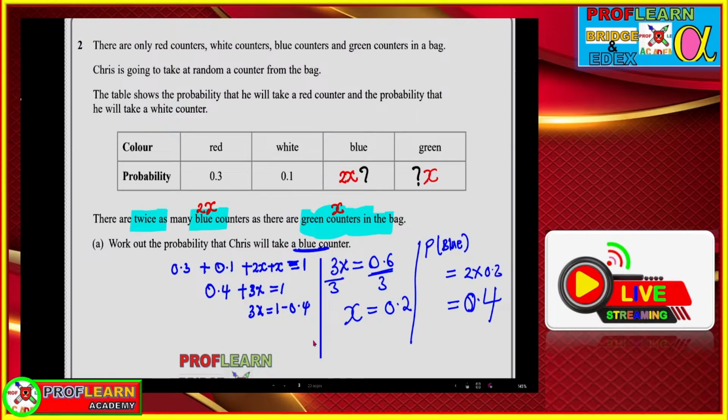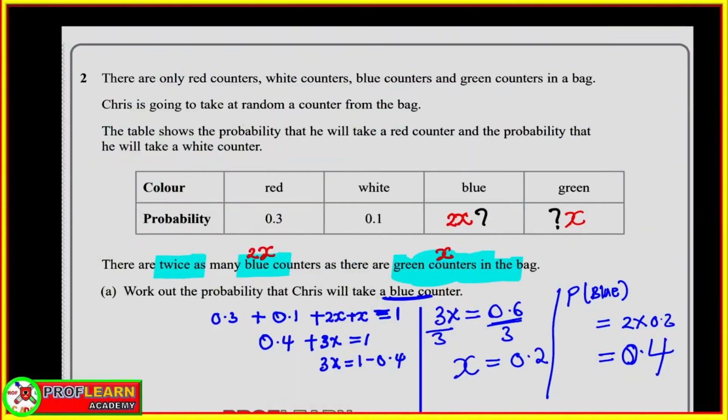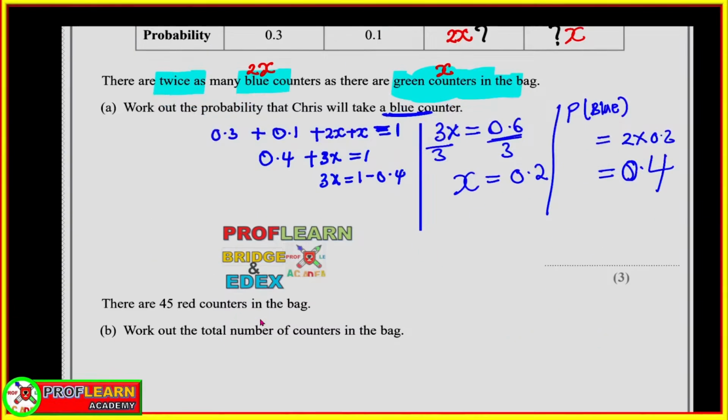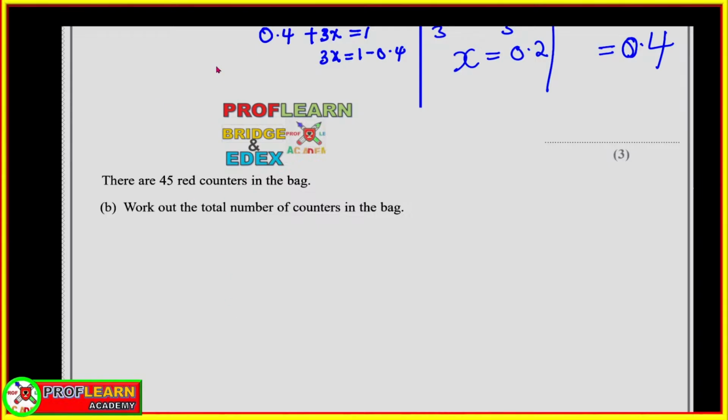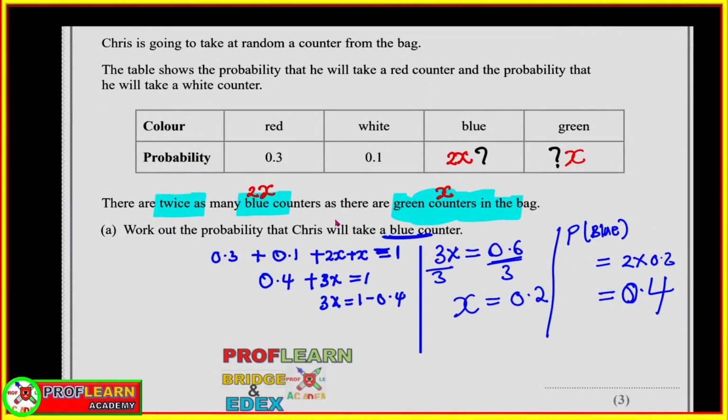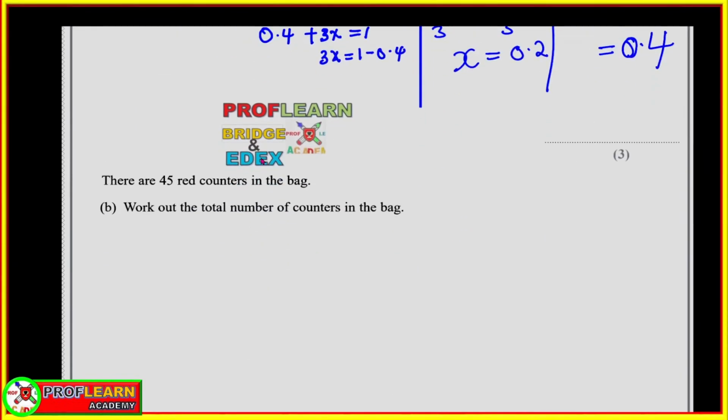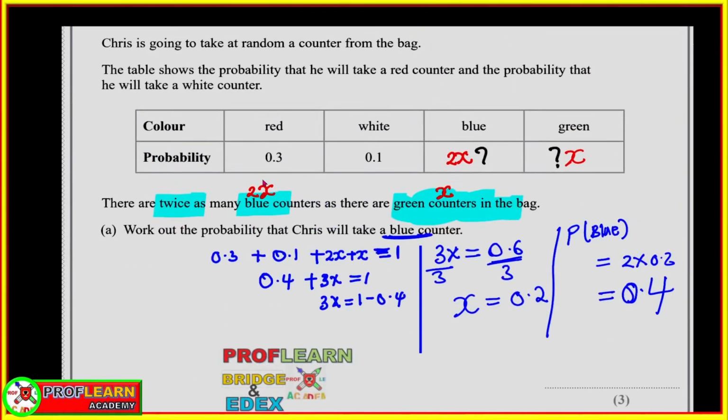And that is exactly what you're supposed to do whenever you are given a question and you are expected to work it out. Let's see the next question. There are 45 red counters in the bag. Work out the total number of counters in the bag. So we have 45 counters, which means red counters. So which means 0.3 is going to be 45.